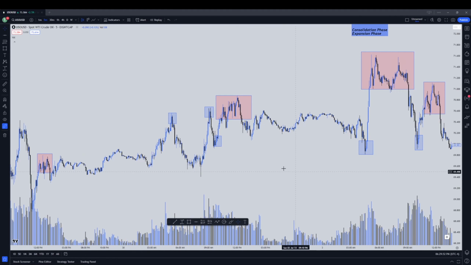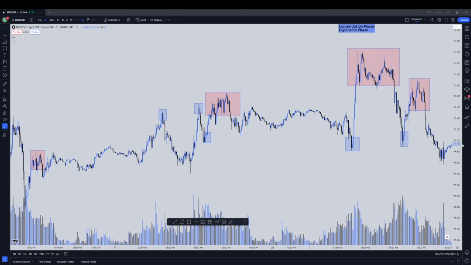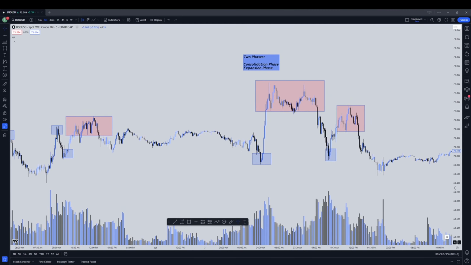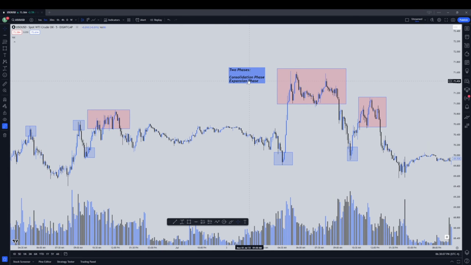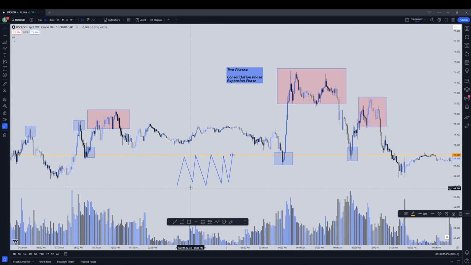So now that we've identified these areas, well, what does this tell us? Well, expansion usually occurs after consolidation, but not always. Okay, these two phases work directly together usually. So consolidation is basically when price is chopping up and down, like we mentioned, within a range. This is consolidation. The range size will depend on the time frame you're looking at. This is consolidation right here.